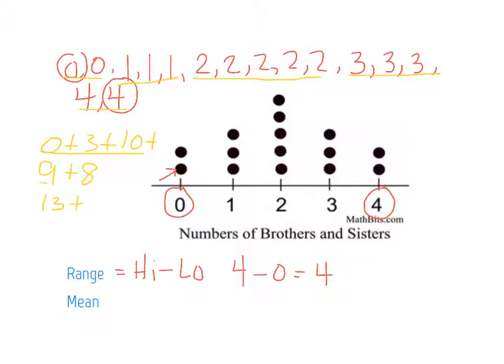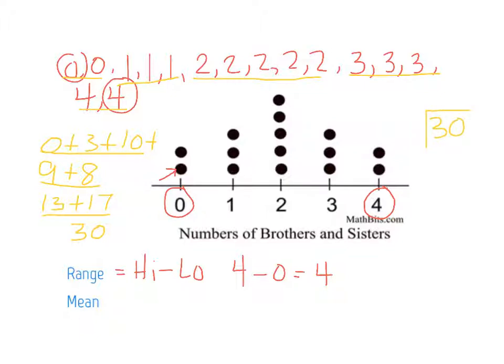plus this 9 plus 8, which is 17. And 13 plus 17 would give me 30. So I have a total of 30.